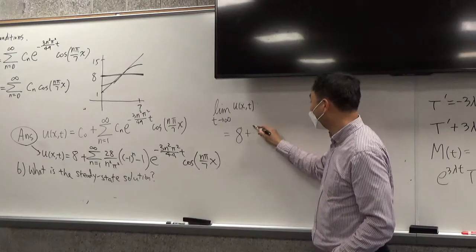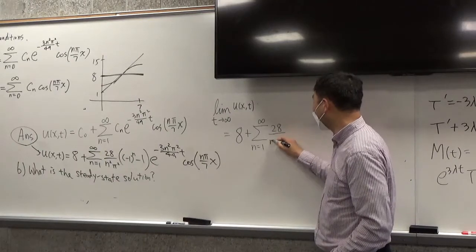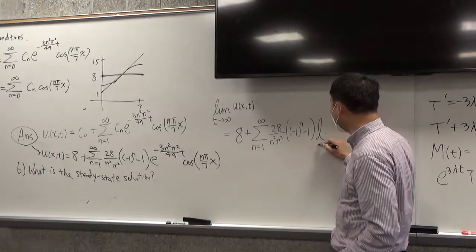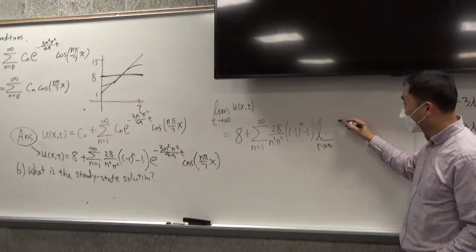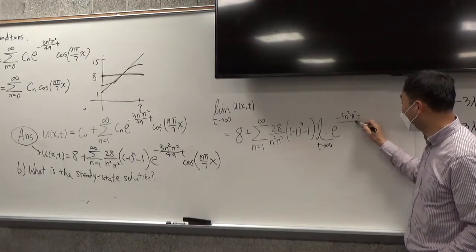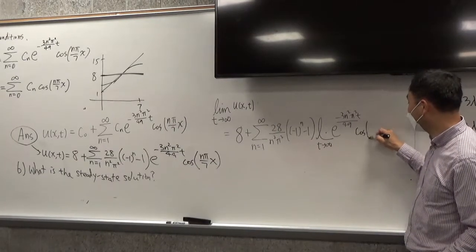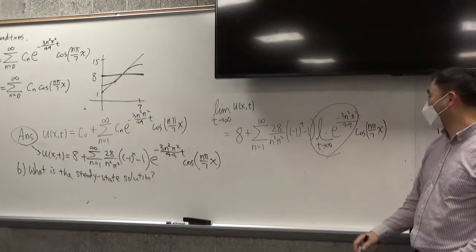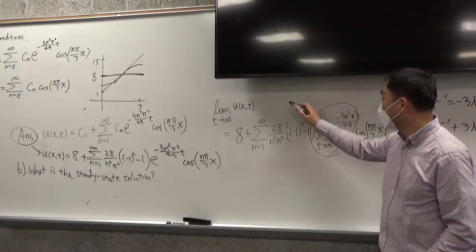8 plus summation n from 1 through infinity of 28 over n squared pi squared, negative 1 to the nth power minus 1, limit of t going to infinity of e to the negative 3n squared pi squared t over 49, and then cosine n pi over 7x. And you have this part. So what do you get? You get e to the negative infinity, right? What is e to the negative infinity? 0.